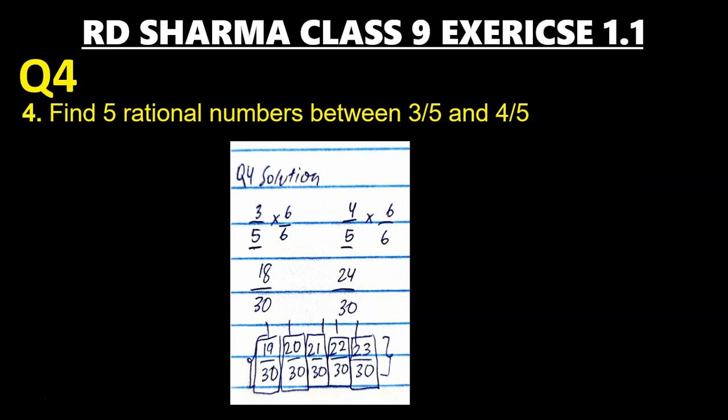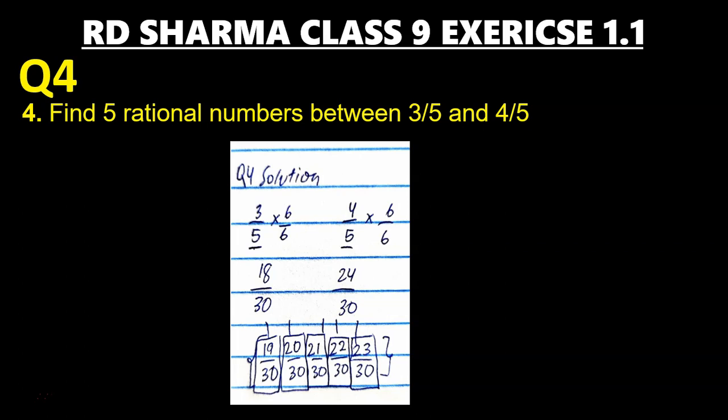Question number 4. Find 5 rational numbers between 3 by 5 and 4 by 5. Now this question is a bit easier to solve because since it's fractions, we can immediately convert them into like fractions, where we can find an even number of rational numbers between. So 3 by 5 and 4 by 5, they have the same denominator as 5. So if we do 3 by 5 times 6 by 6 and 4 by 5 times 6 by 6 as we did here, we would get 18 by 30 and 24 by 30.